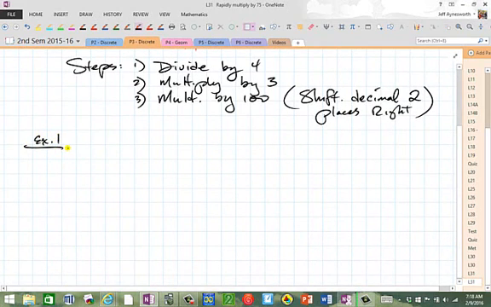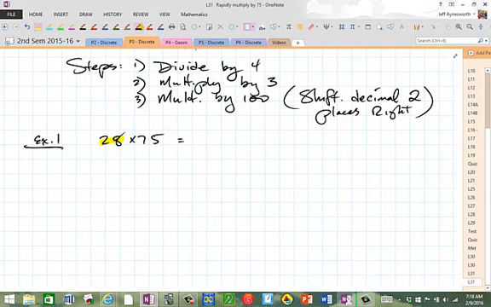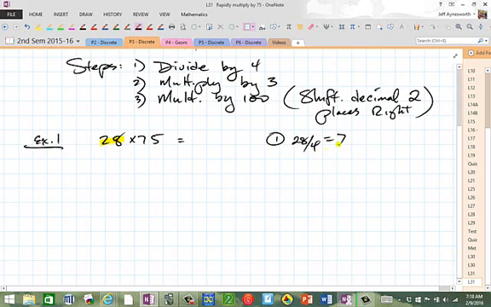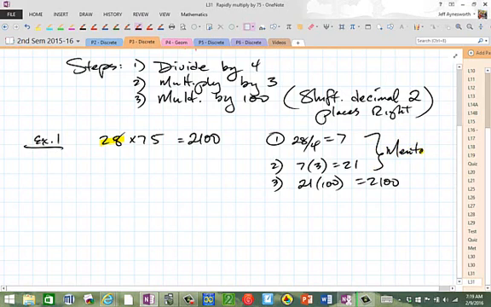Let's take 28 times 75. Instead of multiplying by 75, we're going to divide 28 by 4 first. Step one: 28 divided by 4 gets 7. Step two, we multiply by 3, so 7 times 3 is 21. Step three, 21 times 100 is 2100. So my answer is 2100. If the number is divisible by 4, this is really easy and you can do it in your head. These are the mental steps.